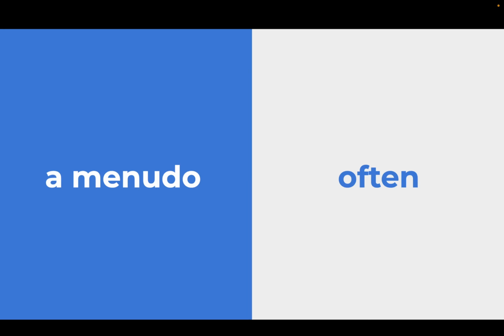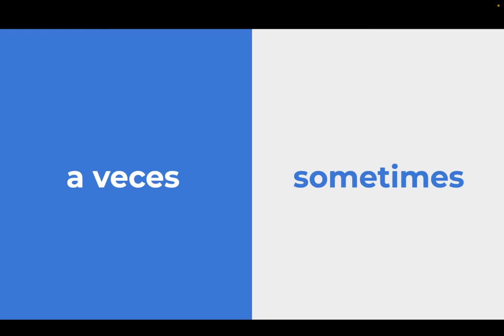For example, a menudo means often. So I often ate pizza. A veces, sometimes we went swimming.